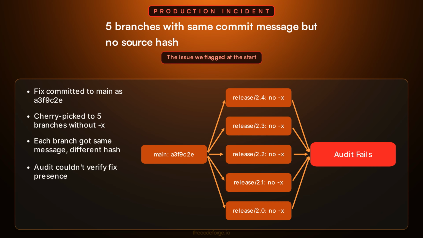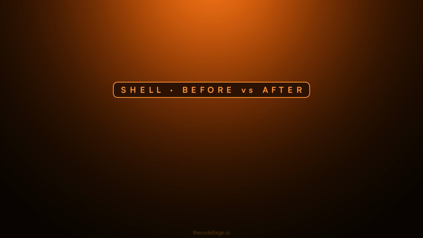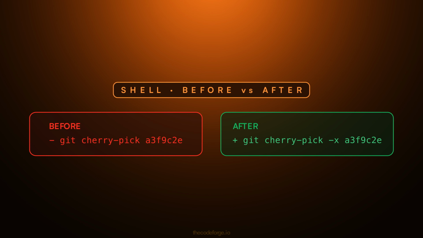The engineer cherry-picked the fix to 5 release branches without the -x flag. Each branch got a new commit with the same message but no link to the original. 3 months later, the security audit couldn't verify which branches had the fix. Cherry-picking without -x creates untraceable commits with different hashes but identical messages, making it impossible to trace the origin of the fix across release branches.